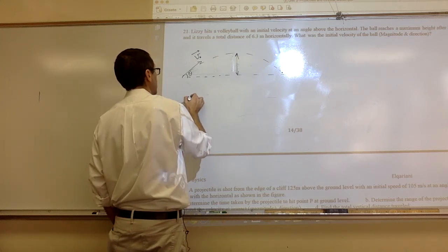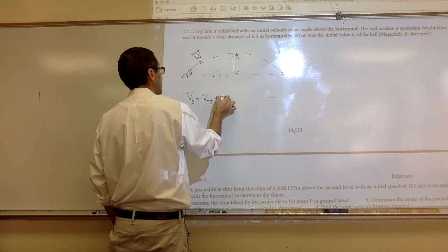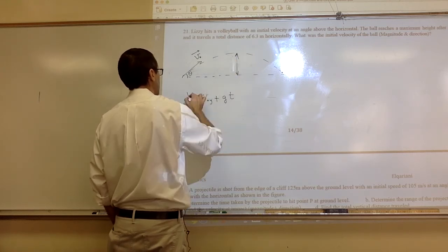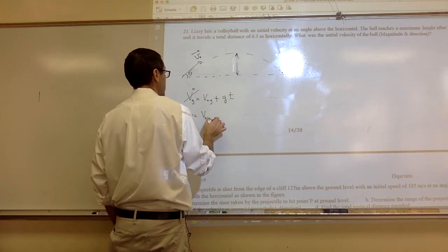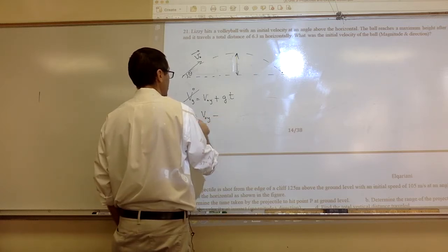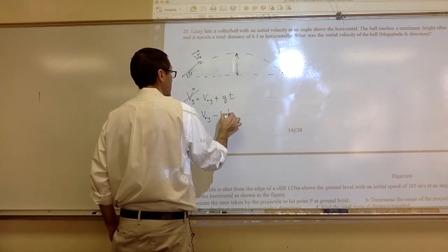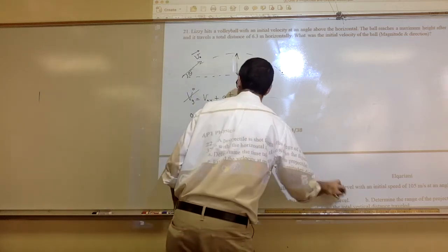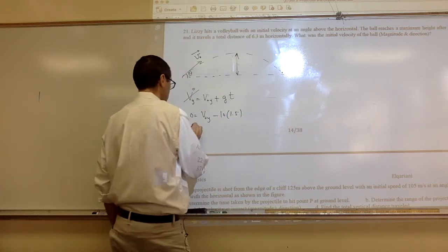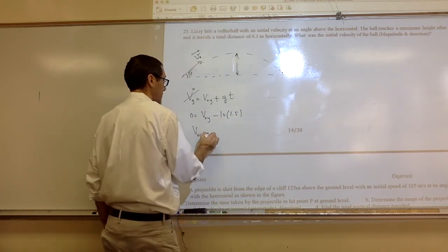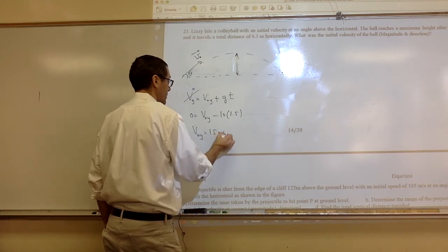I can say that Vy equals V0y plus gt. Now at the top there, Vy is 0, so 0 equals V0y minus 10 times t, and t is 1.5 seconds. So V0y is basically 15 meters per second.